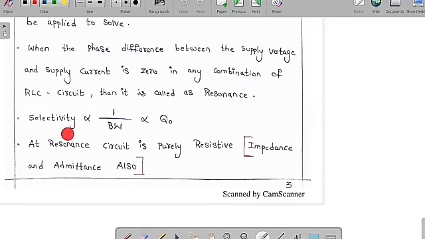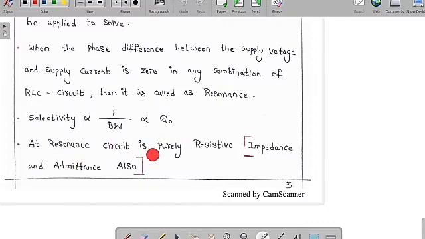Now selectivity is inversely proportional to bandwidth and directly proportional to quality factor. I have already told you that selectivity is also called the quality factor and it is inversely proportional to the bandwidth. This is a very important relation. So quality factor is always inversely proportional to the bandwidth. If the bandwidth is very high, then the quality factor is very low. But if the bandwidth is very low, then the quality factor is very high.